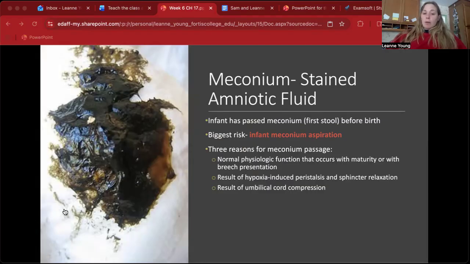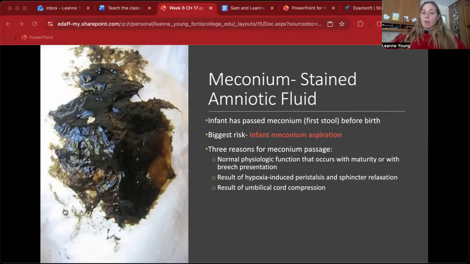So we talked about our VBACs, we talked about our C-sections. Let's talk about some OB emergencies or OB things that we can see that have to do with the baby. So the first thing is meconium stained amniotic fluid. We've talked about this before. This means that the baby has passed meconium, or the first stool, before birth.